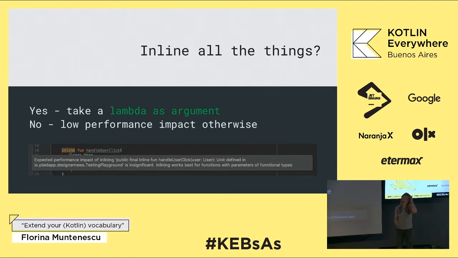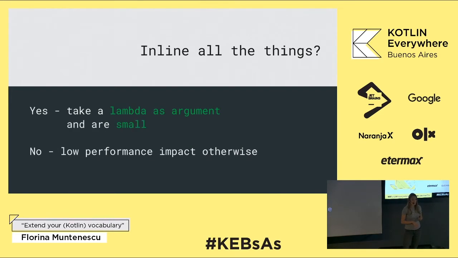And even more, the compiler will tell you this. If you just have, for example, a handle user click that just gets a user, and you try to put inline in front of it, the compiler will tell you that inline works best for functions with parameters of functional types. So you're not really gaining anything. But you should use inline functions for functions that take a lambda as an argument and are small.